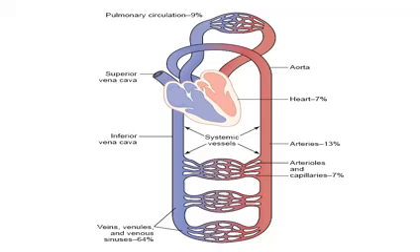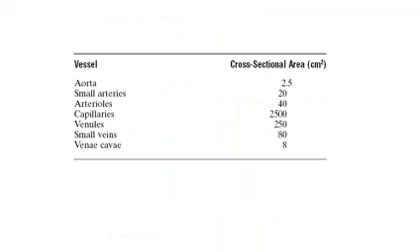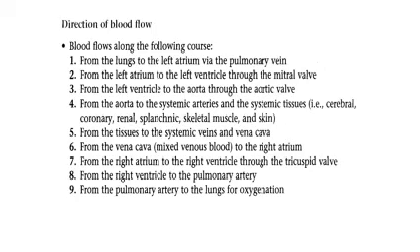So this is the ratio or the distribution of blood in the system. So these are the different cross-sectional areas which are there. You can see here the capillaries have a much higher cross-sectional area. So what is the direction of the blood flow?